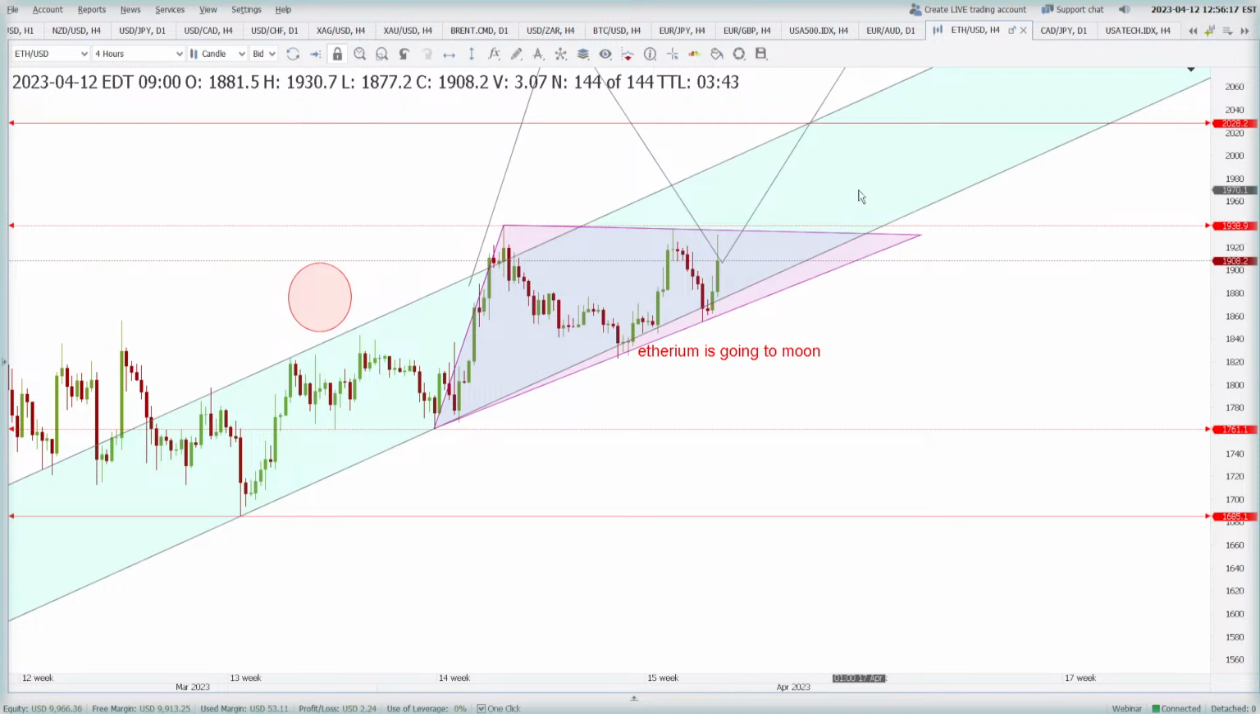So once this triangle breaks to the upside or downside, there should be an explosive move. On the upside, we now have immediate resistance at the 1938 level. But if this triangle breaks to the downside, we will have support at 1761. Okay, so bear this in mind also.